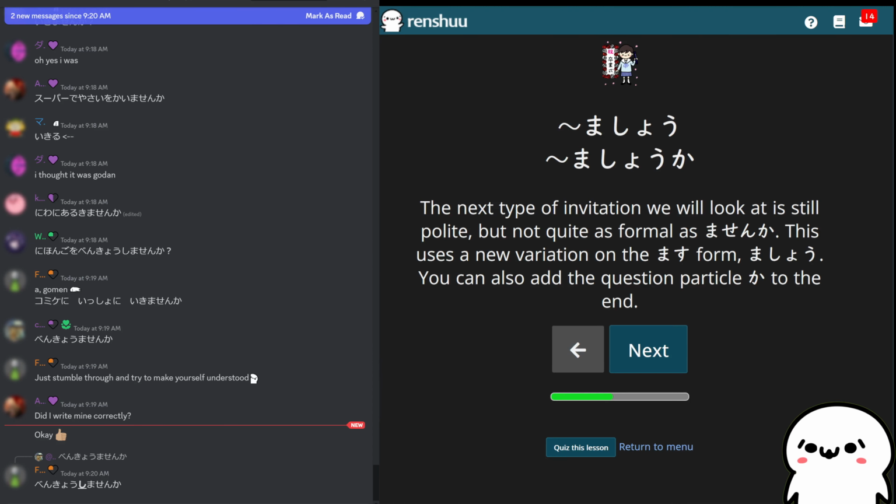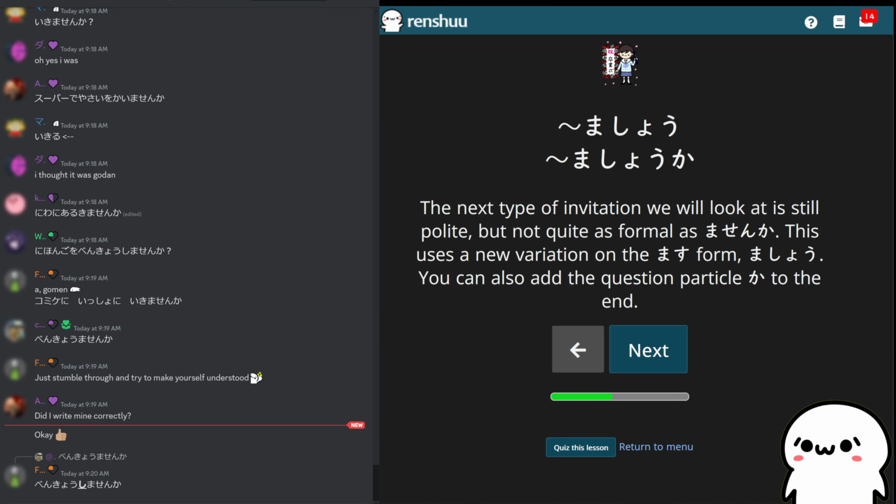Mashou and mashouka. And the way you make this, a lot of these forms we've been working on take something we already know and add something to it or change it ever so slightly. And these are no different. With these, if you take the masu form, you take the su and you drop that out and replace it with shou.